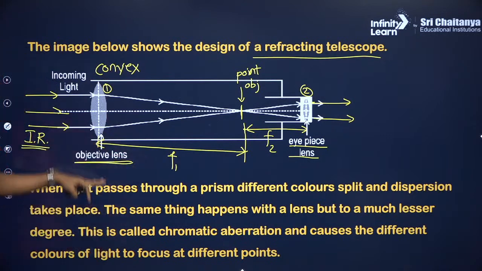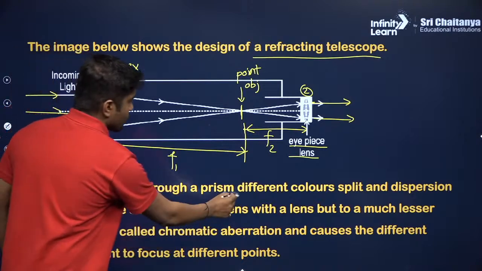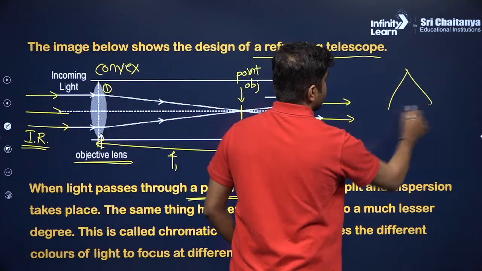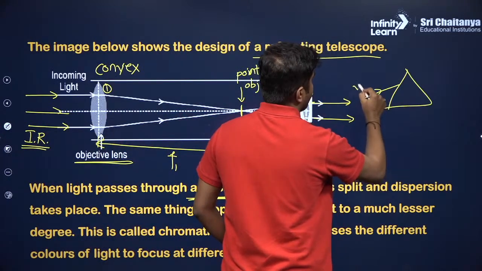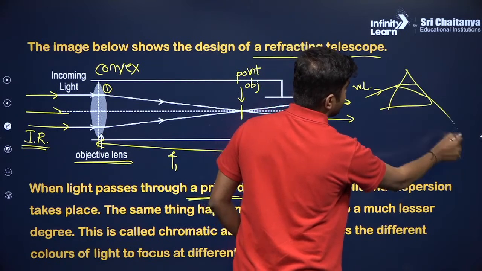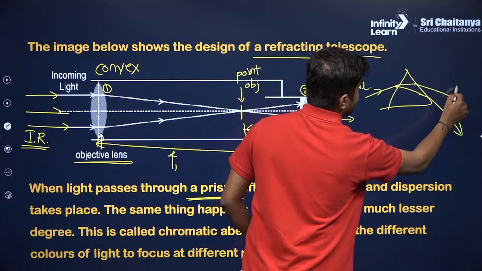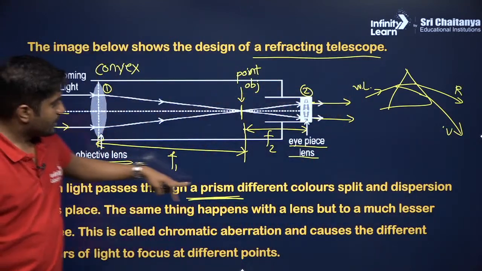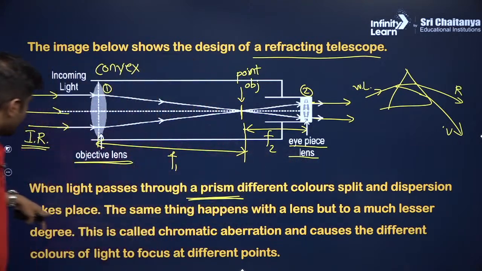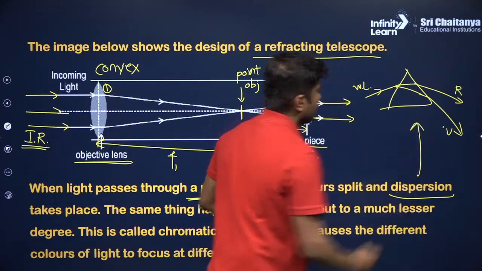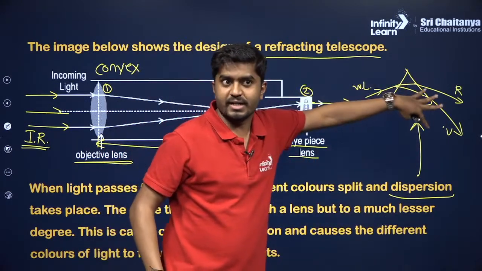So let's read the next paragraph, what it is saying. When the light passes through prism. You remember prism? So there is a prism, and if the white light passes through the prism, it splits into 7 different colors. Right? There is a red to violet. This is also called as dispersion. Different colors split and dispersion takes place. So there is a dispersion.